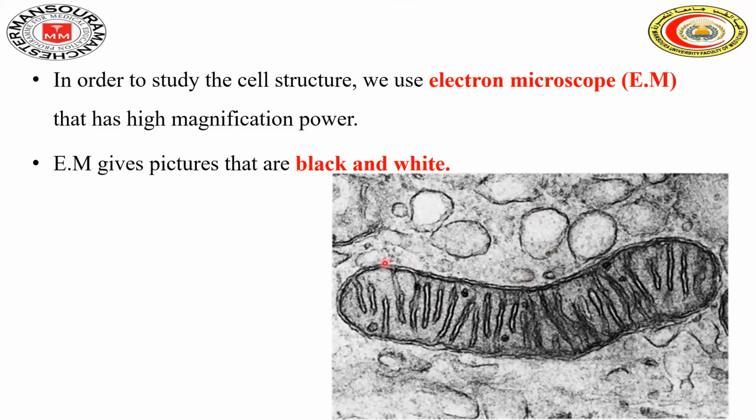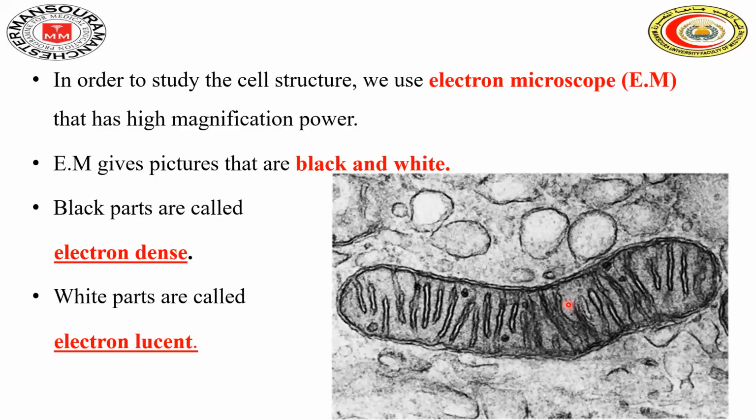This is the picture for one of the organelles, which is mitochondria. So here, the picture that we get from electron microscope is a black and white one. In order to describe this picture, we have two terms that we will use frequently. The term electron dense means the black parts. So any black part of the photo, like this membrane, we describe it by the word electron dense. On the other hand, the white parts, the lucent areas, the faint parts, the pale parts, are described by the word electron-lucent.